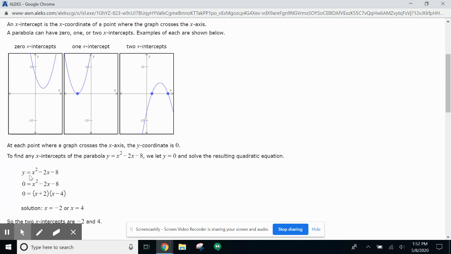So if our equation is y equals x squared minus 2x minus 8, put a 0 for y. Now this part of the problem is factoring and finding the roots. Sometimes they're called roots, sometimes they're called solutions. Solutions and roots pretty much mean the same thing. So what they did here, they didn't really show all their work. I'm going to pause the video and show all of mine.